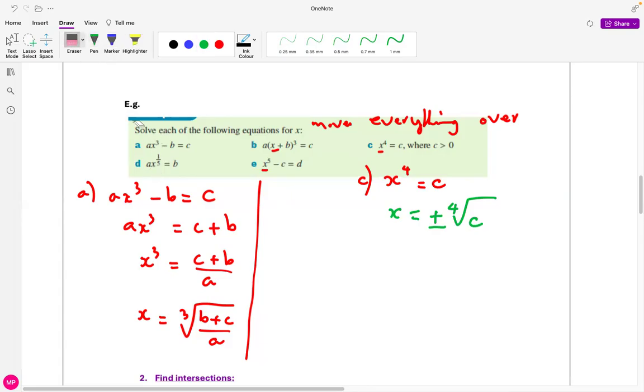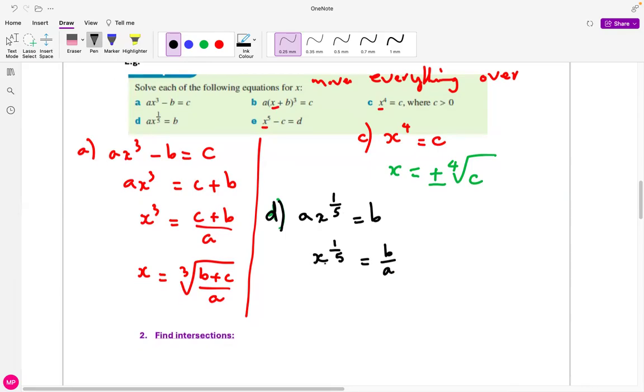If I do D, let's do D here. My equation is ax to the power of 1/5 equals b. So first of all, I move the a over: x to the power of 1/5 equals b over a. Then the opposite of power 1/5 is to raise to the power 5 on both sides. Or you can think of it like this: x to the power 1/5 is the 5th root of x, which equals b over a.